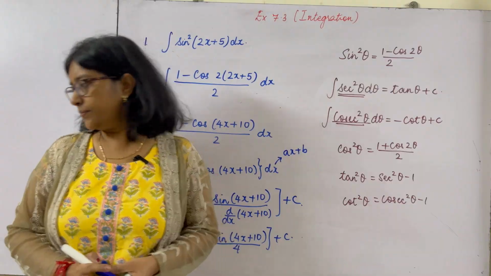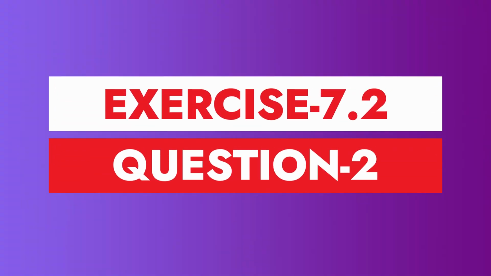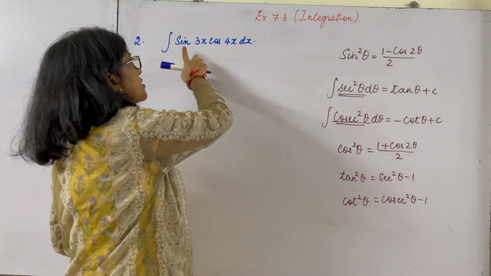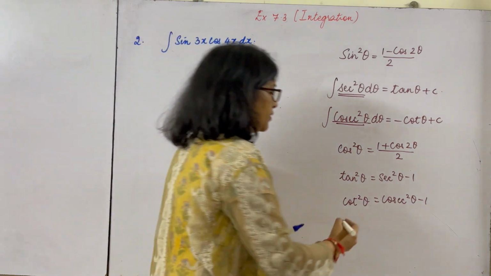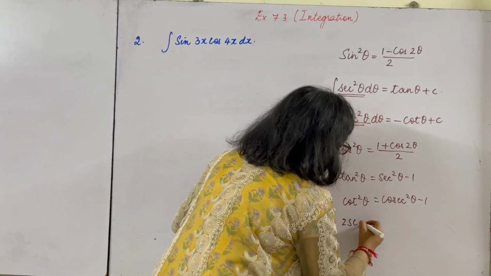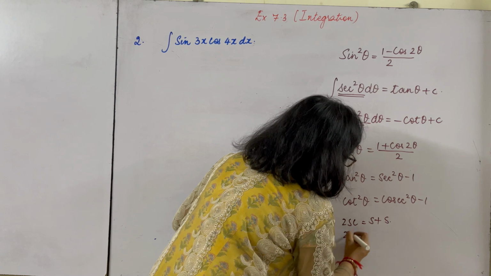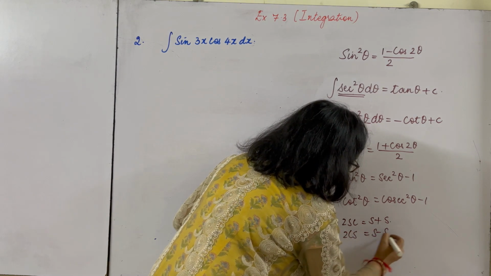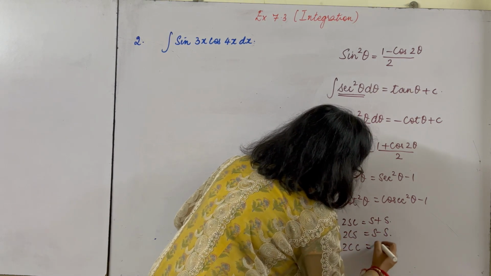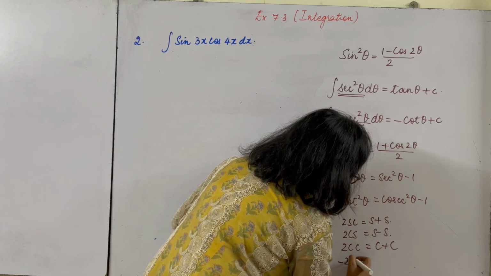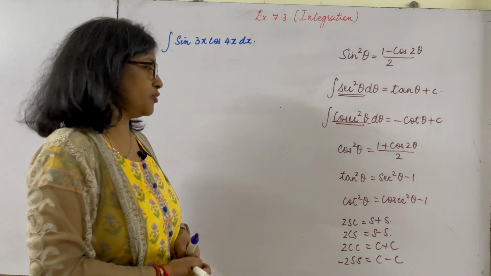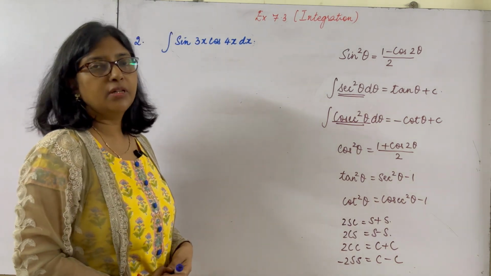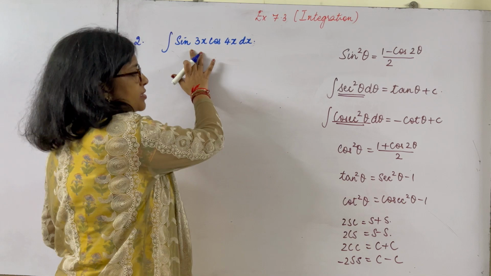Let's do the second one. Now because we have sine 3x into cos 4x, we will apply the formulas of 2 sin cos is sin plus sin, 2 cos sin is sin minus sin, and 2 cos cos is cos plus cos, minus 2 sin sin is cos minus cos. So we will be applying these formulas whenever we have the product of the trigonometric functions.